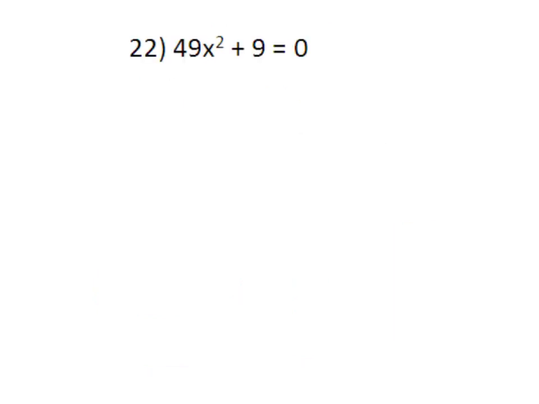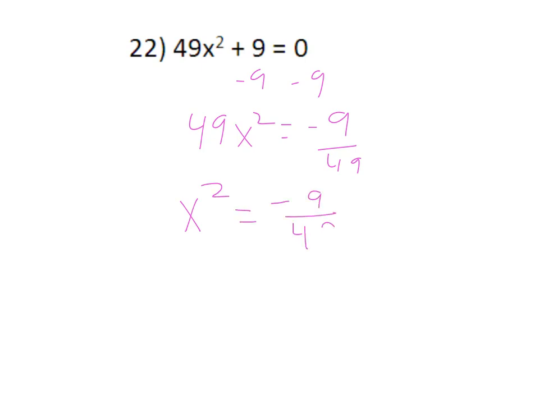Here I want to solve for x. So I'm going to first subtract 9 over on both sides of the equation. So 49x squared is equal to a negative 9. And then divide by 49. So I have x squared is equal to negative 9 divided by 49. How do I get rid of something squared? I have to take the square root.